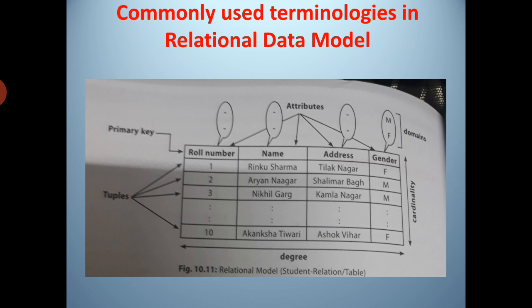For example, in the student relation, the attribute roll number takes integer values and hence its domain is a set of integer values. Degree. The number of columns or attributes in a table or relation is called the degree of the relation. Cardinality. The number of records or tuples in a table or relation is called the cardinality of the relation.